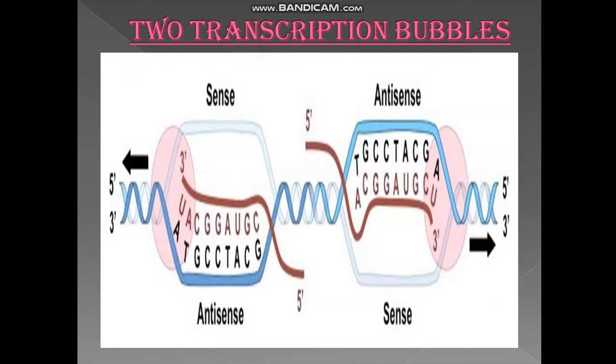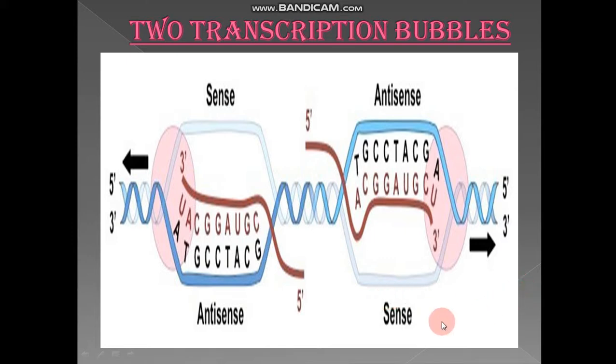But before the termination, I want to show you one diagram where you can find two transcription bubbles at a particular time. See here, the two transcription bubbles are formed here. This can also be the condition. Just to make you aware, I have put this diagram here, because here you can see one transcription bubble is formed here, 5' to 3' direction, the newly synthesized strand is moving in this direction, and here this transcription bubble is moving in the opposite direction.